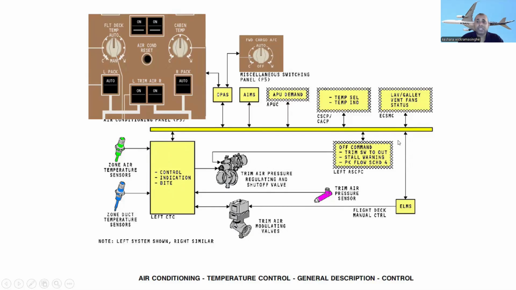Okay, you can see this is the off command, trim shut off out, stall warnings, pack flow schedules. This is lavatory vent fan status and temperature selection, temperature indications over there. These are the signals, right? This is the miscellaneous switching panels. P5 is here. This is the main panel, air conditioning panel P5. So this is the general description about controlling the air conditioning.